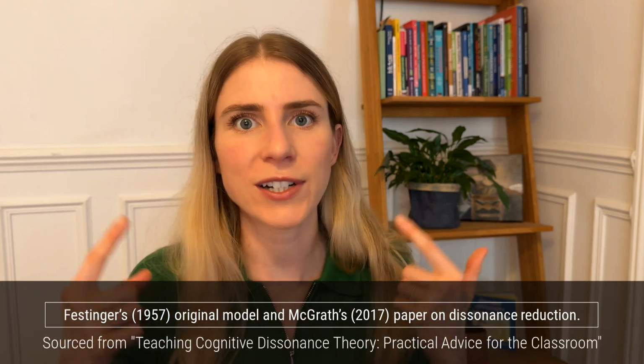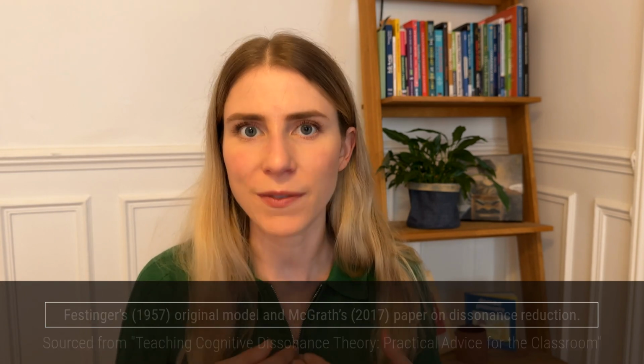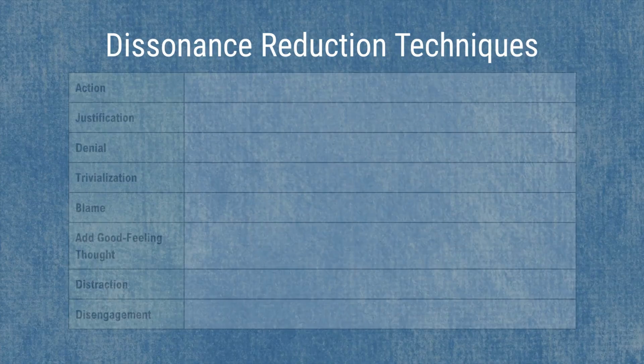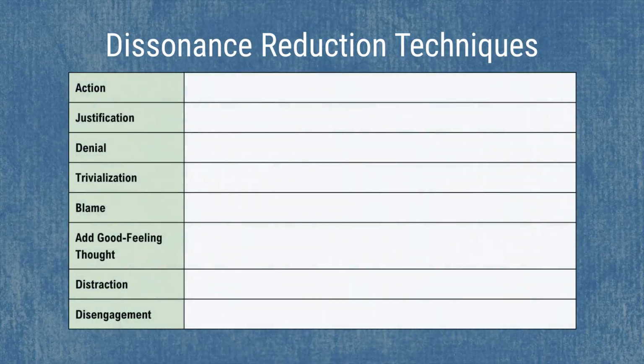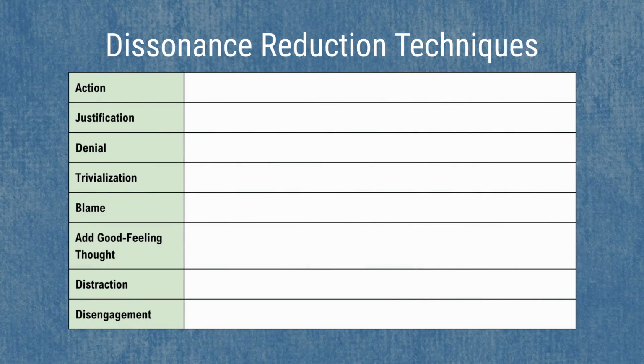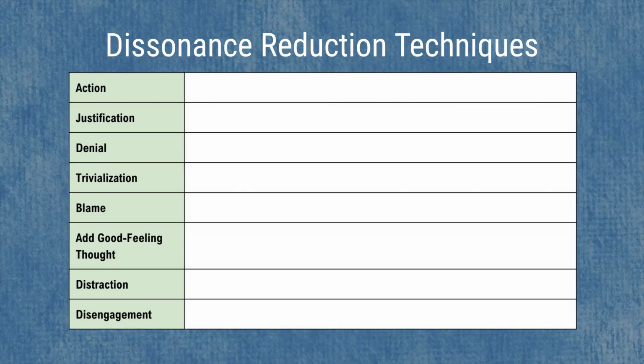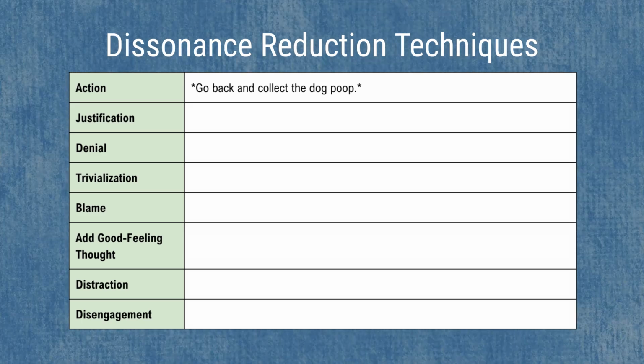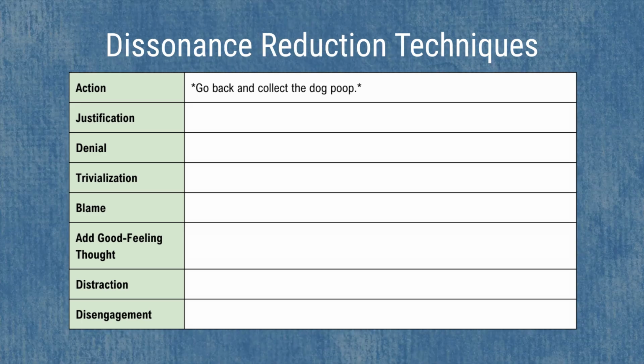And to protect us from this icky feeling of discomfort or threat, our brain actually has a lot of different techniques to help reduce our perception of this dissonance. So now I introduce the 8 major dissonance reduction techniques, and then we walk through what they might look like in this scenario. So to reduce the dissonance, an action that we might take is simply to go back and collect the dog poop. And then the other ones involve changing our beliefs.